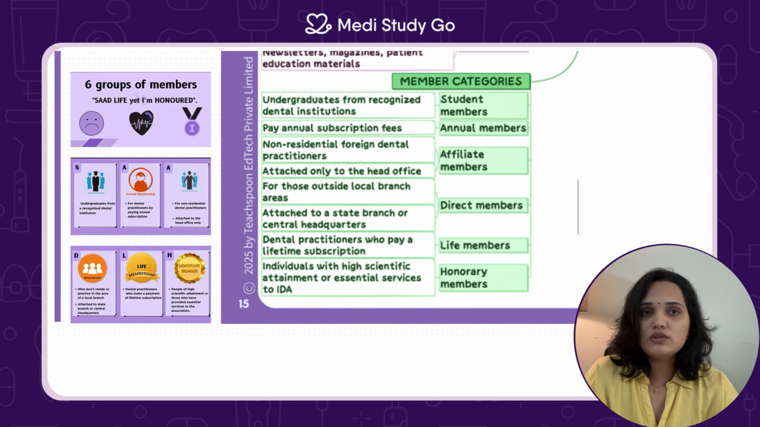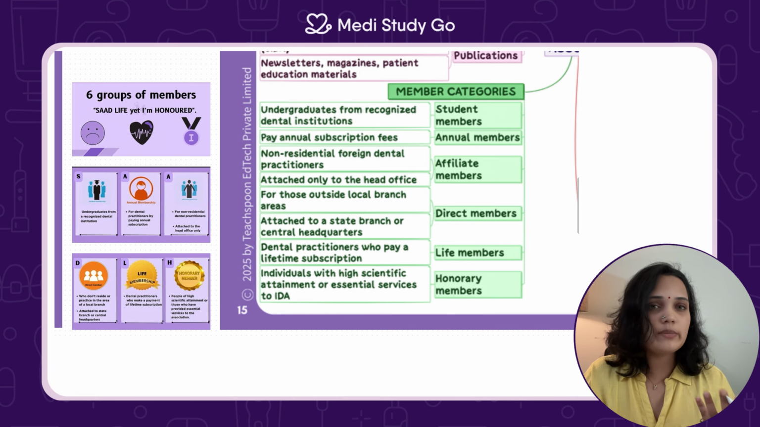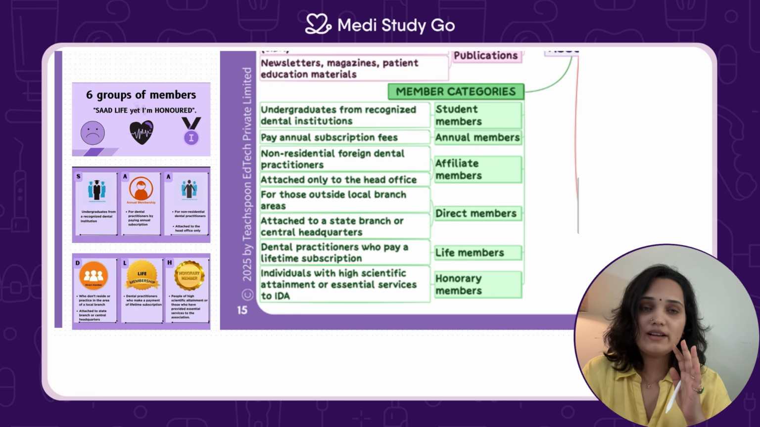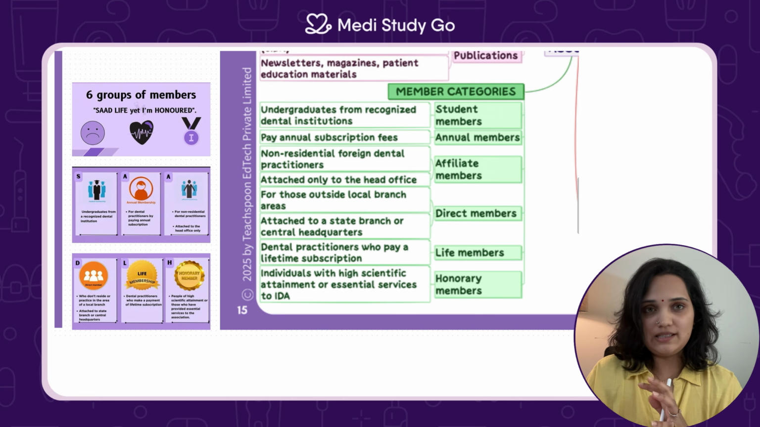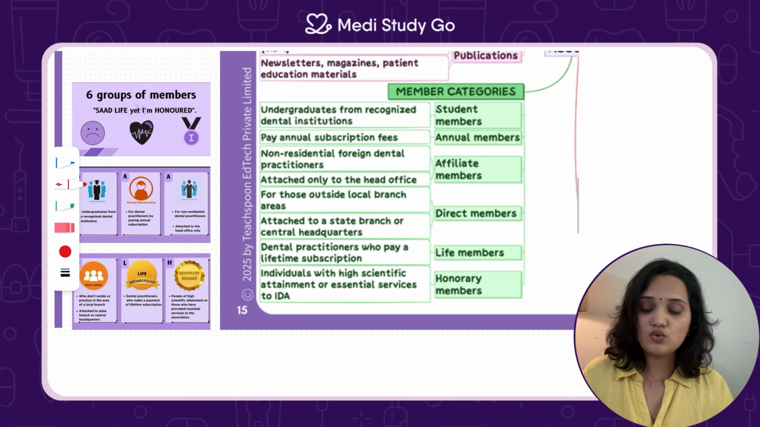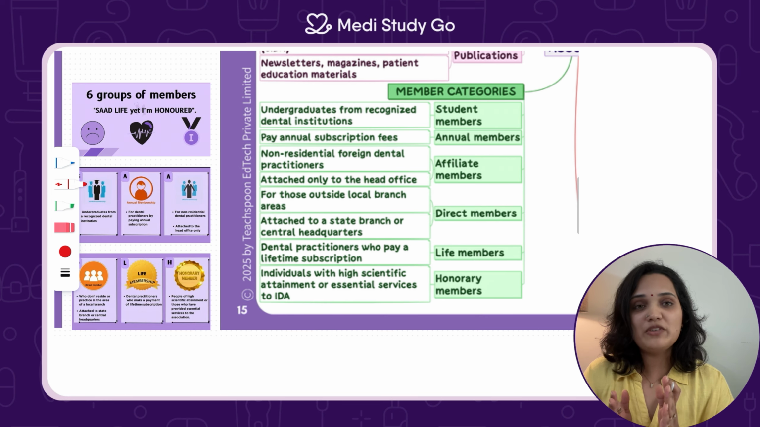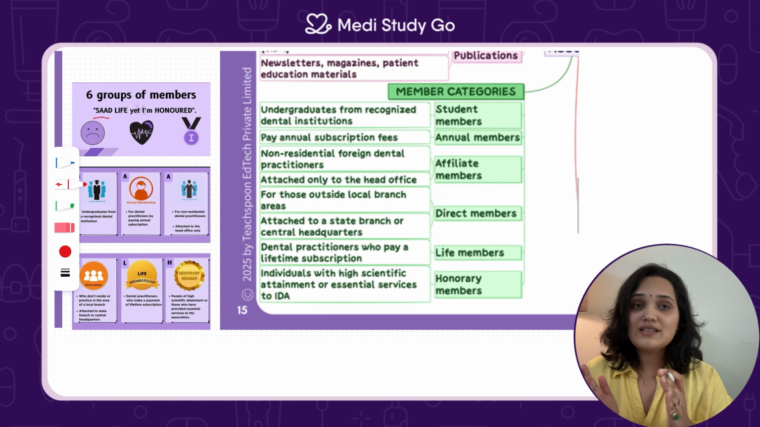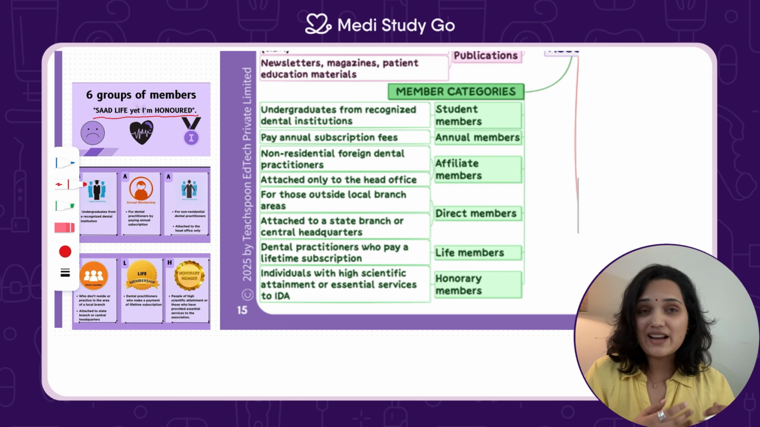Now let's come to the membership. Who can belong to this family? We can remember the members by a small mnemonic. There are 6 groups of members, and we can remember it through the mnemonic SAD LIFE, yet I'm honored.